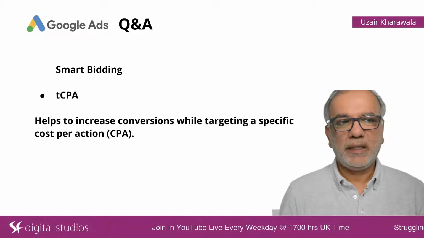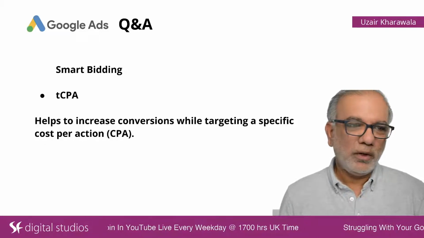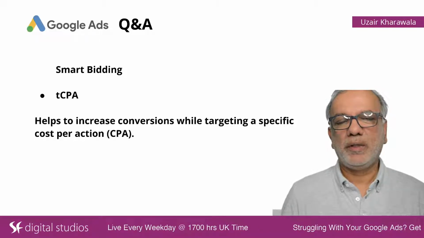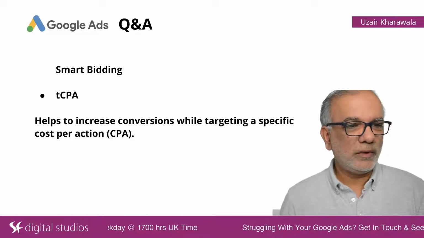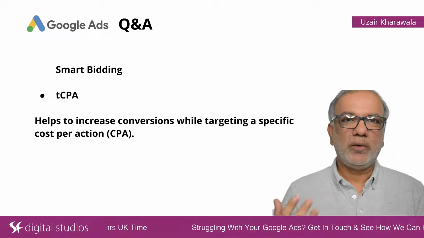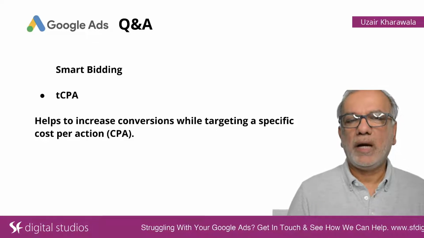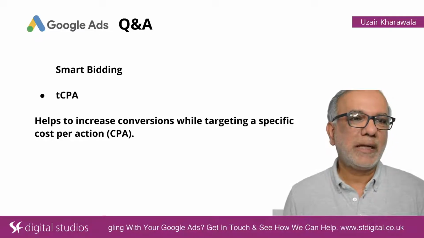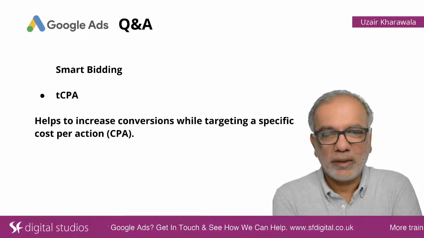So the TCPA bidding is mostly for lead generation. Any kind of e-commerce campaigns you may be running, you don't want to be running on that. You want to go on to target ROAS, which I'll cover in a minute. With the TCPA, once Google has got enough data and it knows that you are looking to get a lead for $50, it's going to go out and put your ads in front of those people who are most likely to sign up or become a lead, and bid less aggressively for those who are not likely to convert.